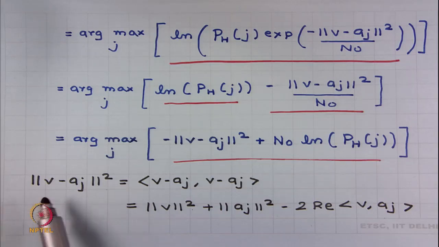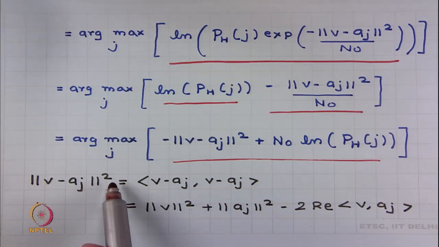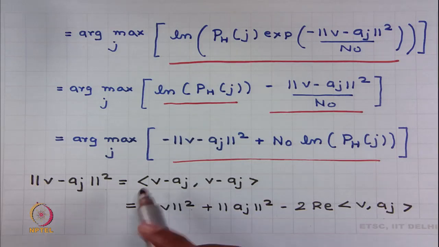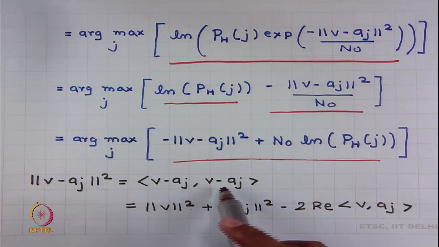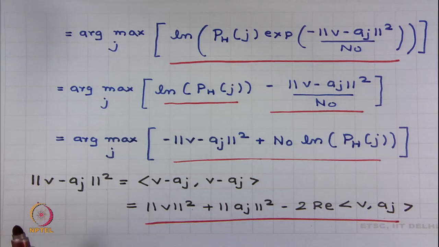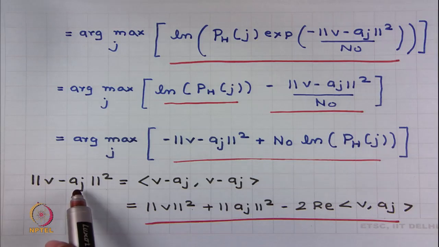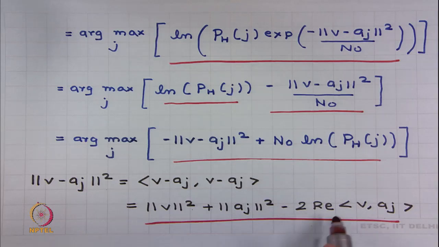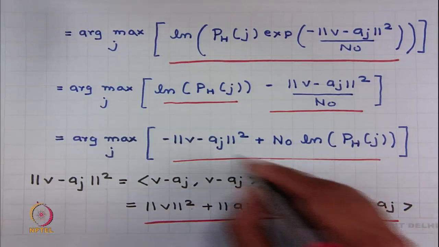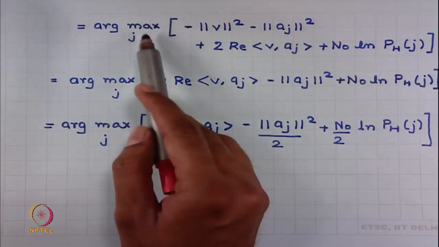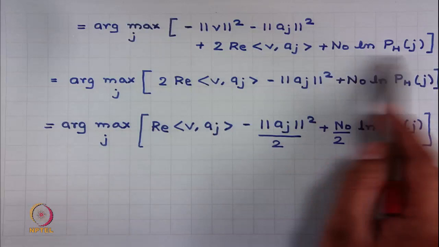And then I use the property that the norm of V minus Aj squared can be calculated by finding the inner product of V minus Aj with V minus Aj. We have solved this identity before, and it is a good idea that you now memorize this. That is, the norm square of V minus Aj is simply the norm square of V plus the norm square of Aj minus 2 times the real part of the inner product of V with Aj. So, substituting this in place of this, the MAP detector should find the J for which this quantity is maximum.